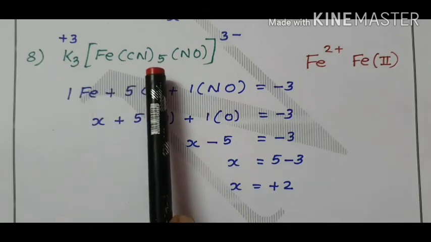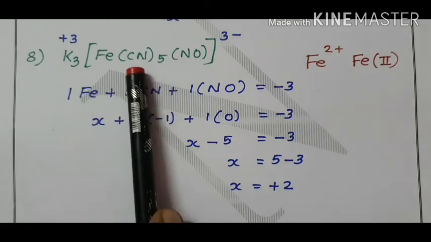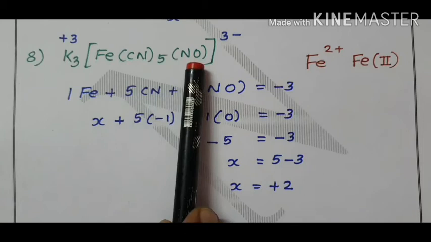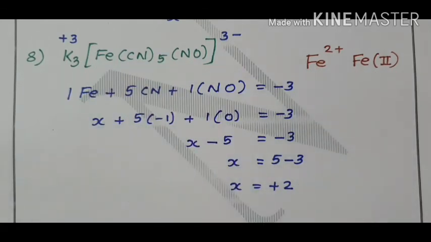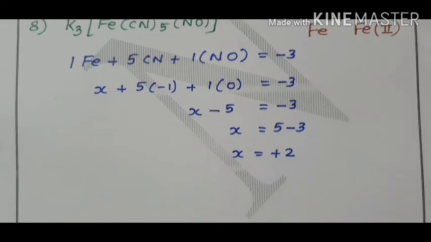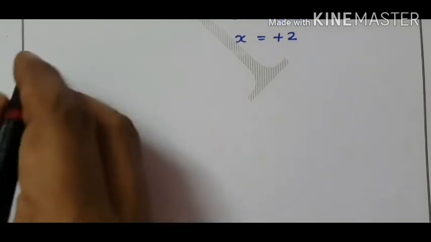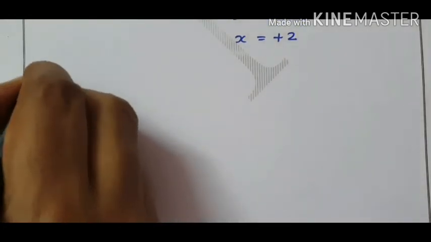Potassium pentacyanidonitrosylferrate(II). Why does the name end with -ate? Anionic complex means the central metal ion name ends with -ate. Compound number 9.